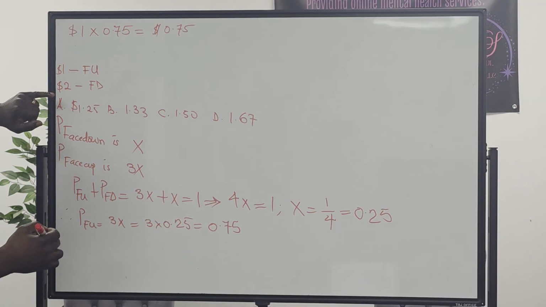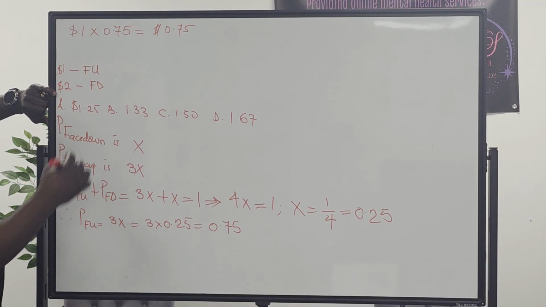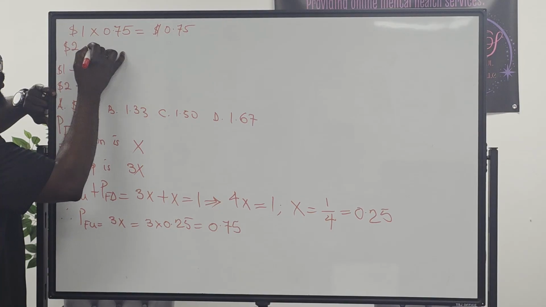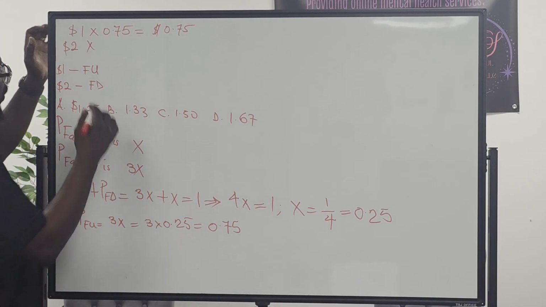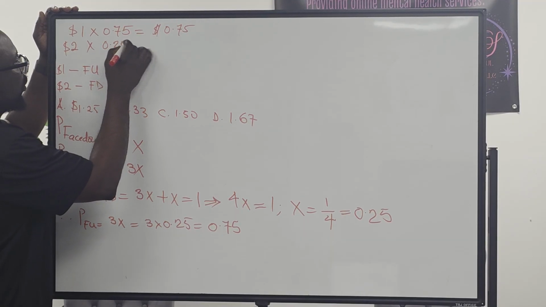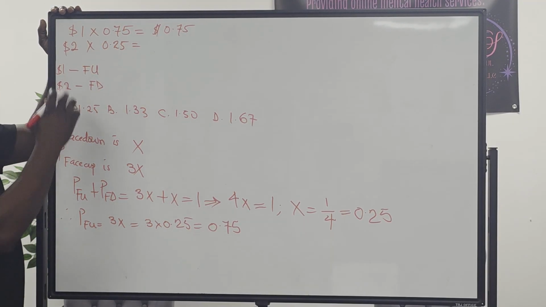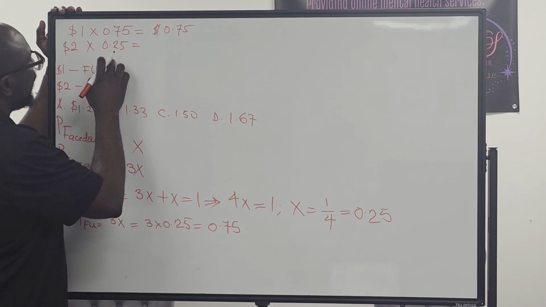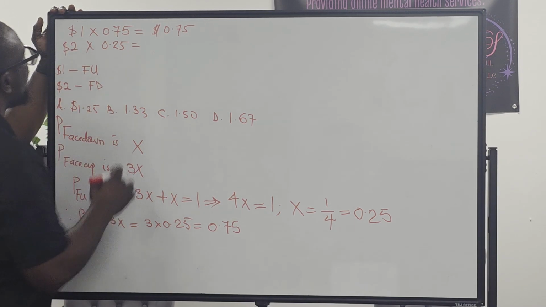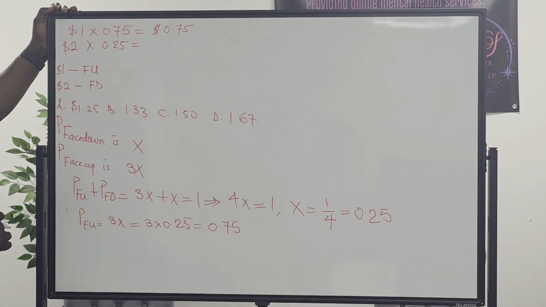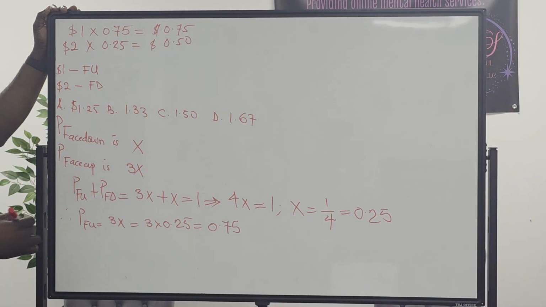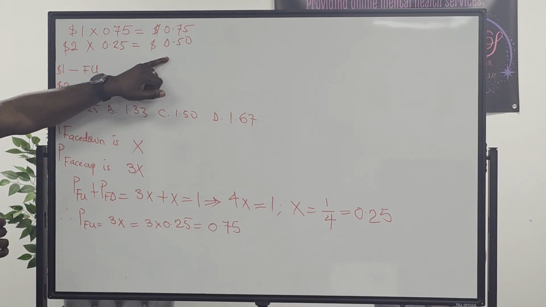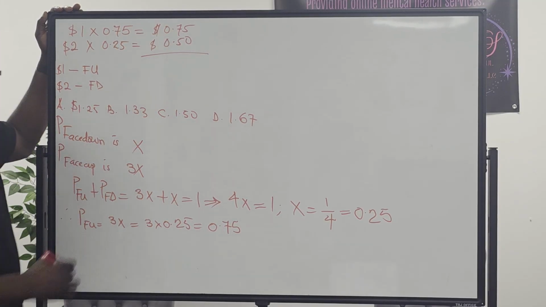And in the same vein, for face down, it is $2. So now you have $2 times the probability of face down, which is 0.25. So the actual money that you earn from that, if you multiply this by this, should give you $0.50.